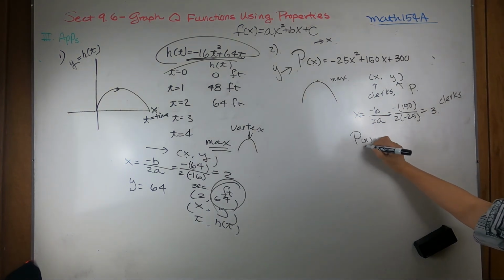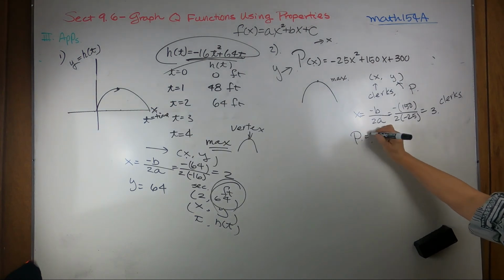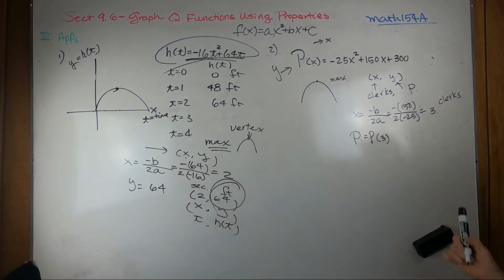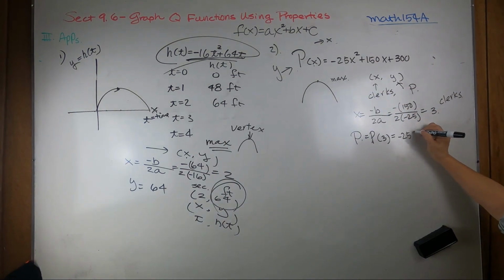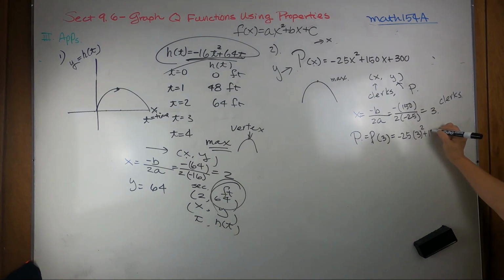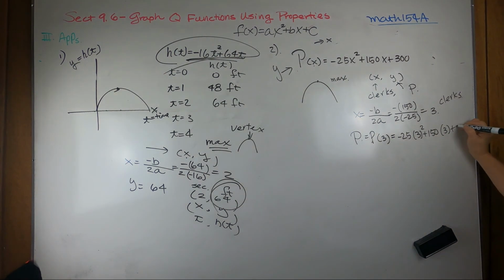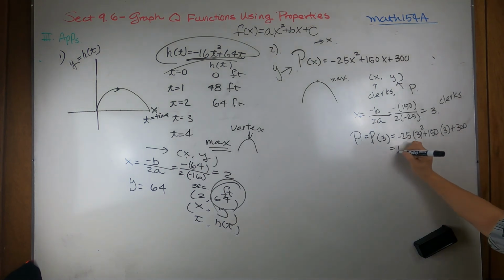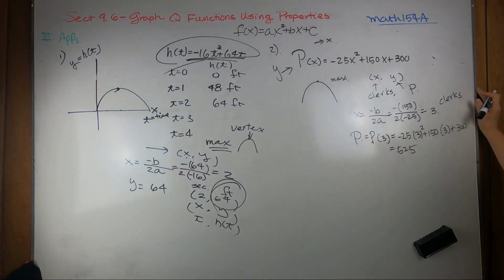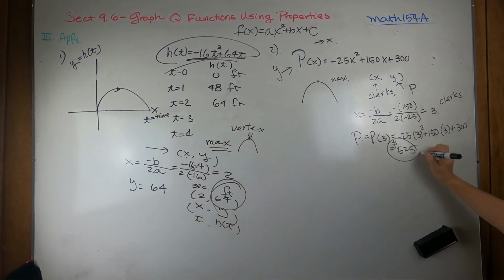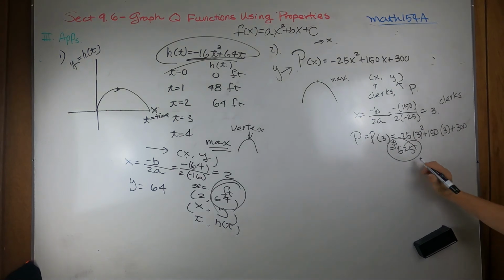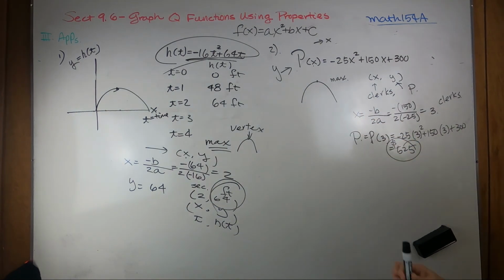Then what is your P? Then you plug in for 3, right? You plug in, then it's negative 25 times 3 squared plus 150 times 3 plus 300. Then you will get 525. What is 525? Not the clerks. It's what? How much money? It's dollars, right? So according to this, that's the maximum point.